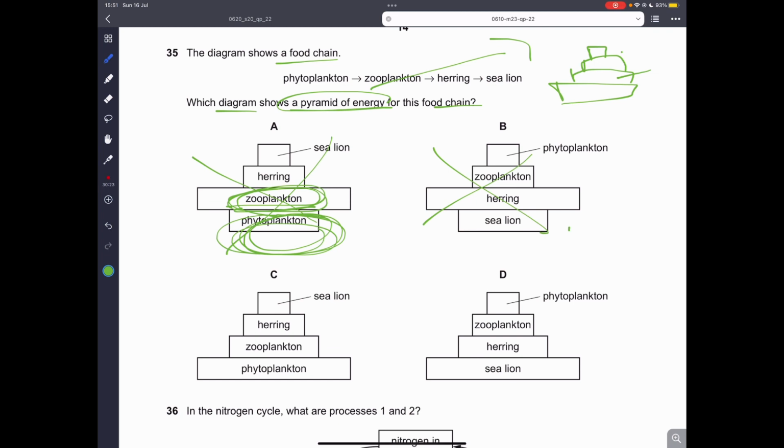Now C and D. Obviously C is going to start from the producers first, producers at the bottom up to the top of the food chain, the consumers. So C is the correct answer.